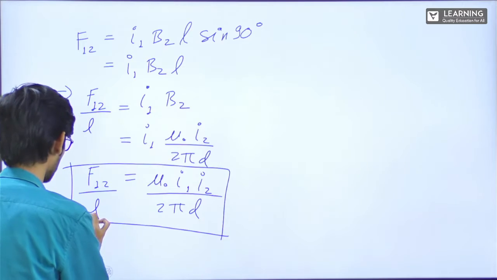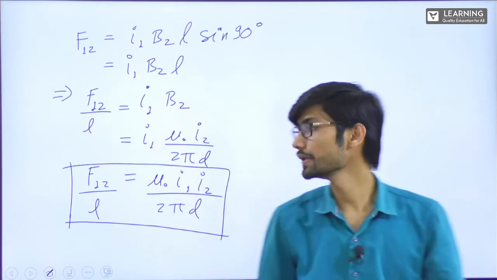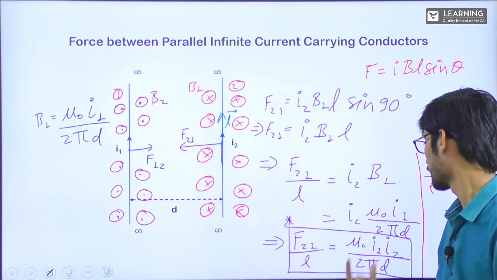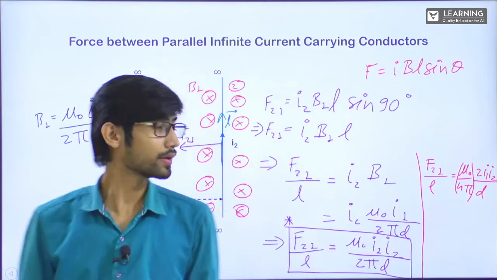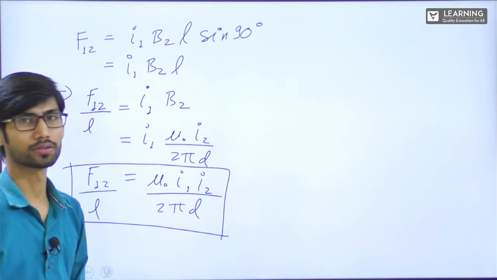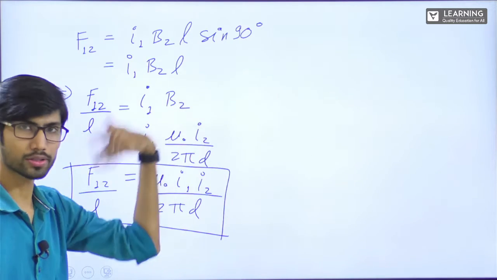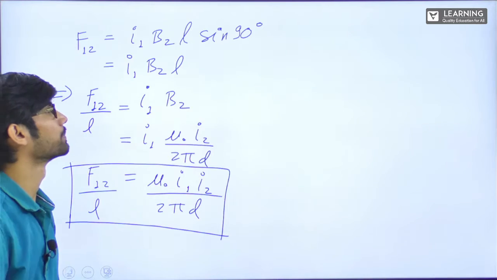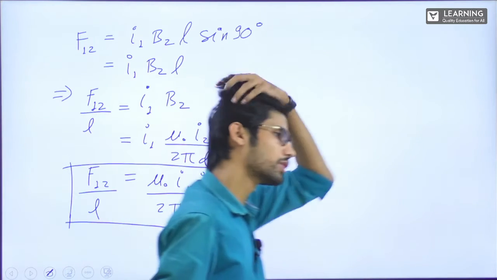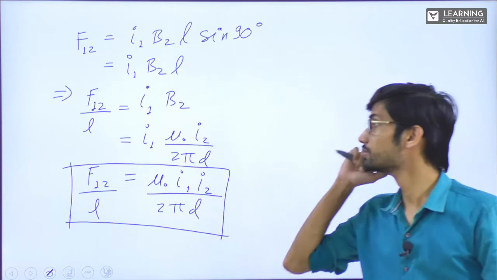Clear? See, both the formulas are same. Mu naught I1 I2 upon 2 pi d, mu naught I1 I2 upon 2 pi d. So whether you see force on that wire or this wire, it will be same for both the wires. Alright, note it down.